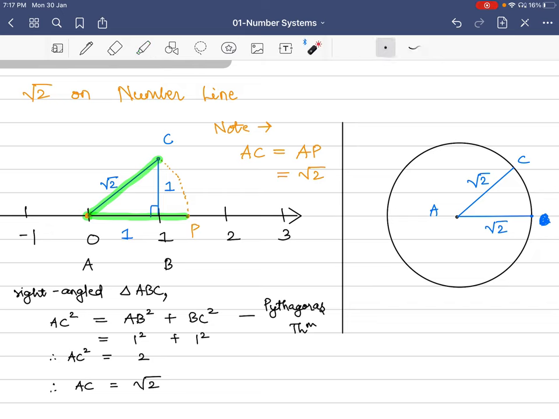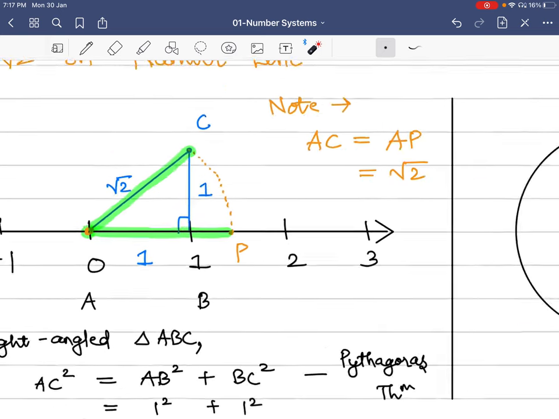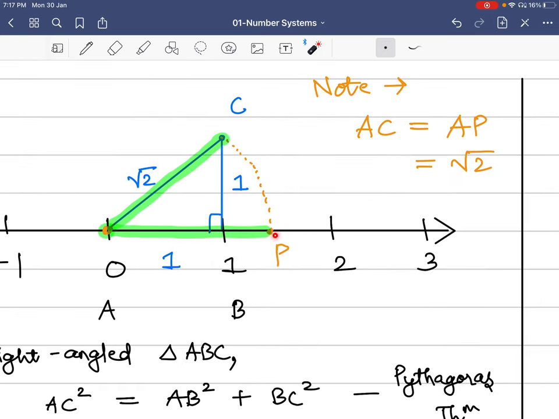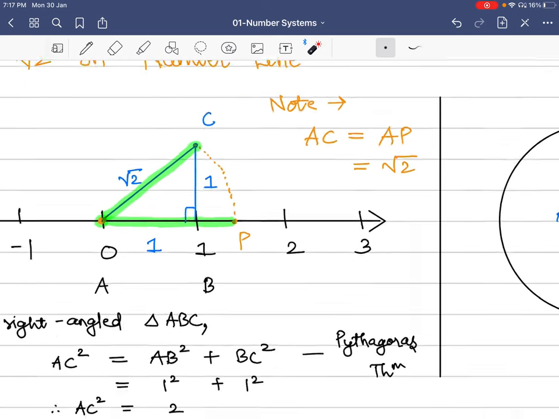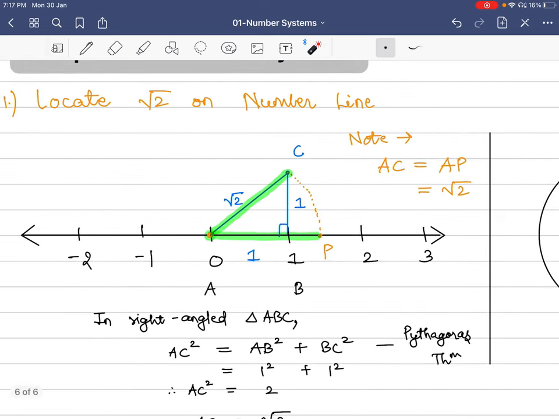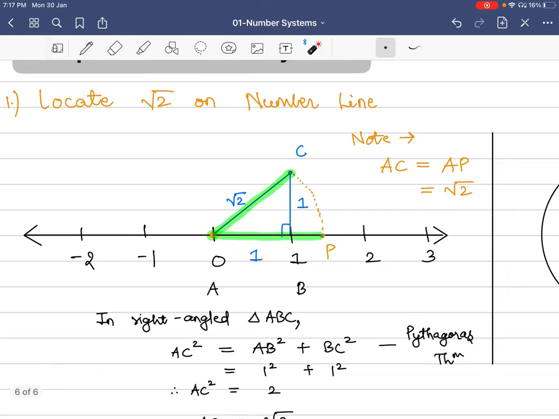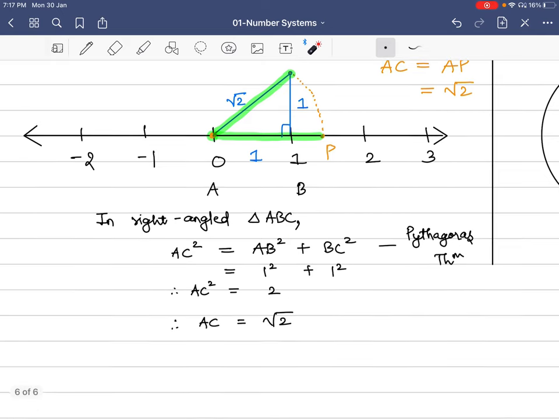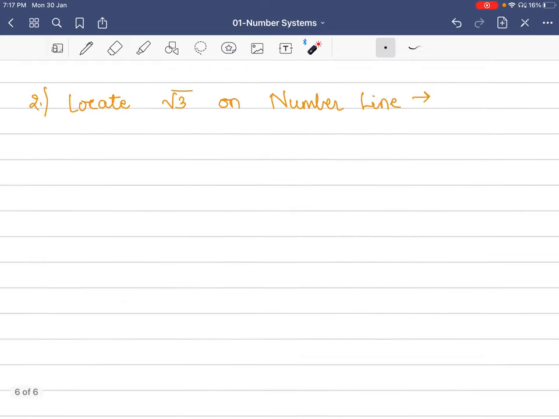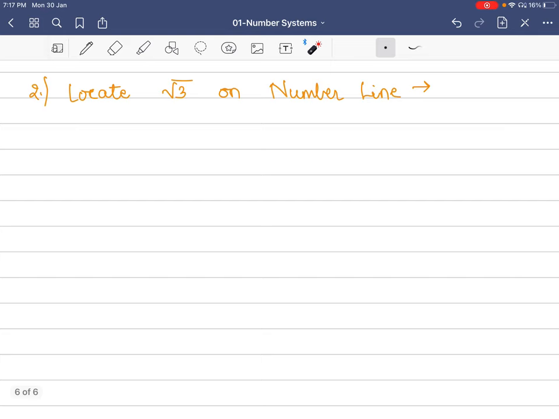So the length of AP will be equal to root 2, which means this point, if you zoom in, is the point on the number line which is of the length root 2, and thus we have very successfully and very accurately located root 2 on the number line. So this is how you locate root 2 on a number line. Now in a very similar fashion, we can locate root 3 on the number line. So let's see how that can be done.